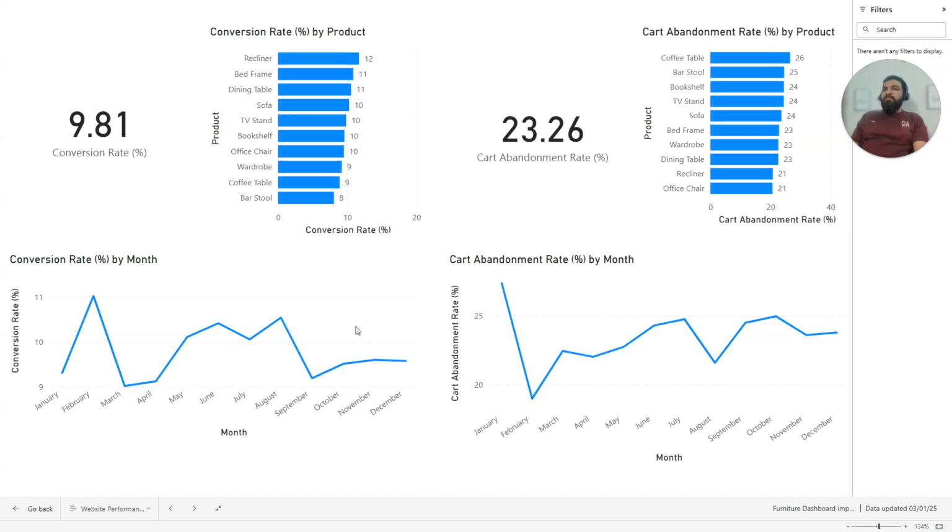Here we have the website KPIs. For example, which product gave us the best conversion rate, which had the highest cart abandonment rate, and then maybe we could investigate what is the reason. For example, office chair has a 21% abandonment rate, but coffee table has a higher one. There's a difference of 5%. So maybe we could investigate what is the reason for that, and how can we improve it. Even 21% is high, so we can investigate and improve this.